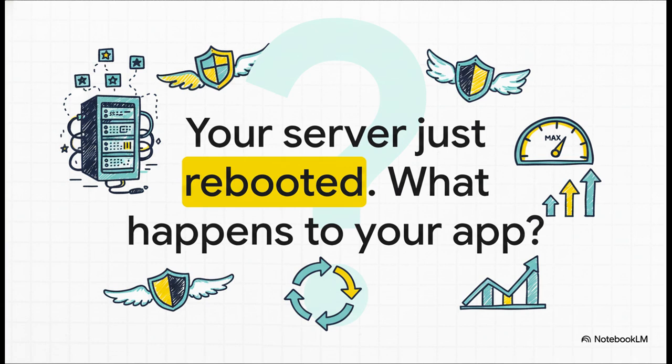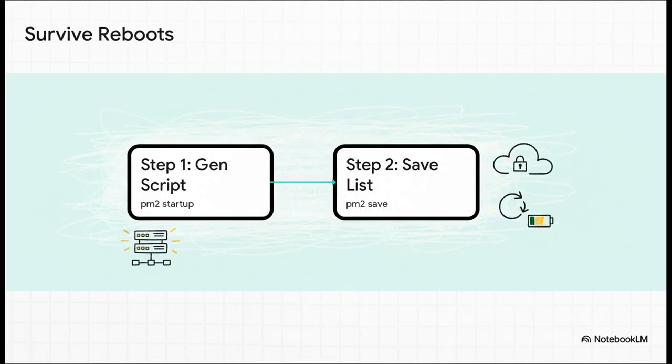This is a classic production nightmare, right? Maybe it was a security patch, maybe a hardware issue, who knows? But without something like PM2, your application is just dead. It stays down until you manually log in and start it up again. Well, PM2 solves this with 2 super simple commands.